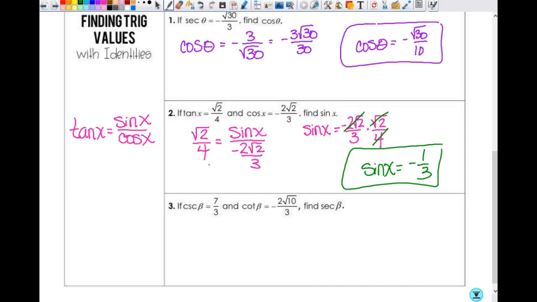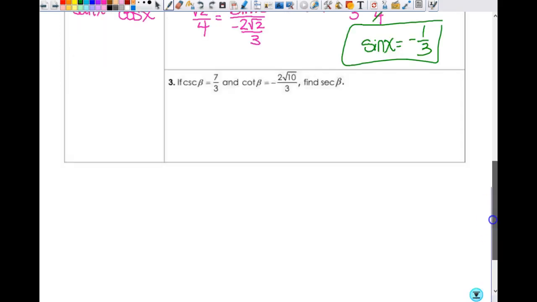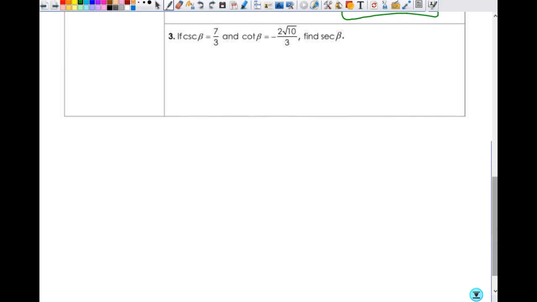Okay, so let's look at number 3. I have the cosecant. I have the cotangent. I need the secant. All right, well, the only quotient identities I have are tangent and cotangent. And tangent is sine over cosine. Cotangent is cosine over sine. So I'm going to use cotangent here because I know that the cotangent of beta is equal to the cosine of beta over the sine of beta. But I don't have the cosine or the sine. I do have the cosecant. What is the cosecant the reciprocal of?